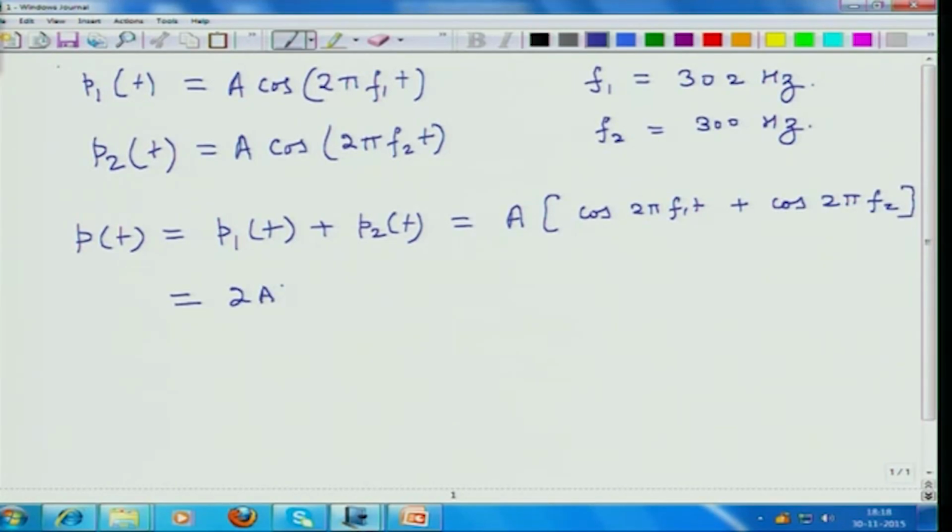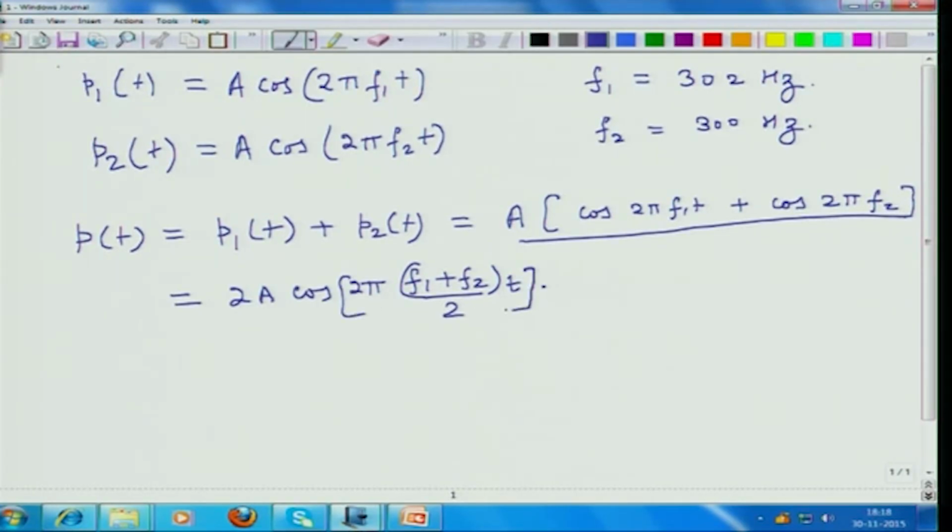So this entire term can be rewritten as cosine of 2 pi times (f1 plus f2) over 2 times t, times cosine of 2 pi times (f1 minus f2) over 2 times t. Okay.